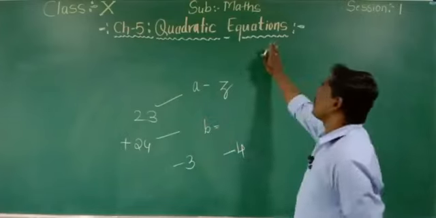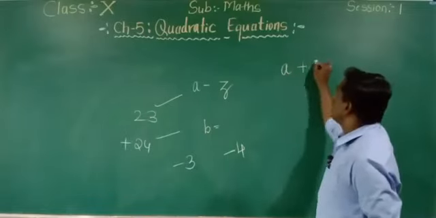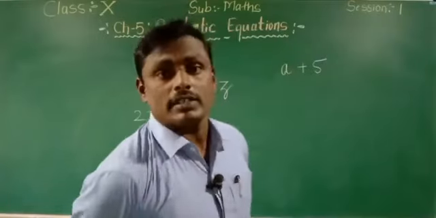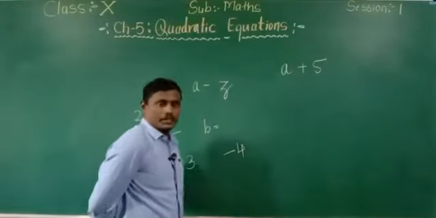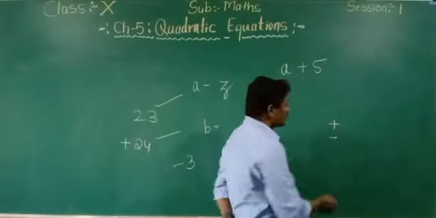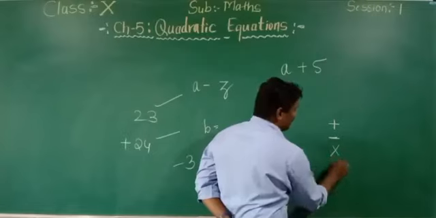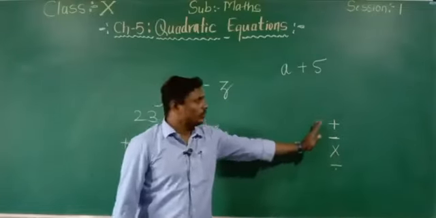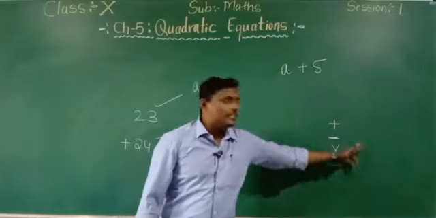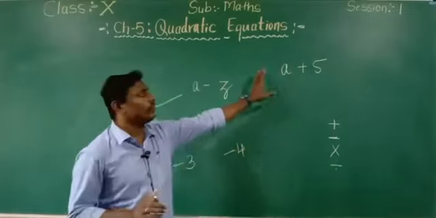Means the equation is nothing but a combination of variables and constants with the help of the fundamental operations of mathematics. You already know the fundamental operations of mathematics, that is addition, subtraction, multiplication and division. So these are the four fundamental operations of mathematics. With the help of these four operations, we can form an equation.